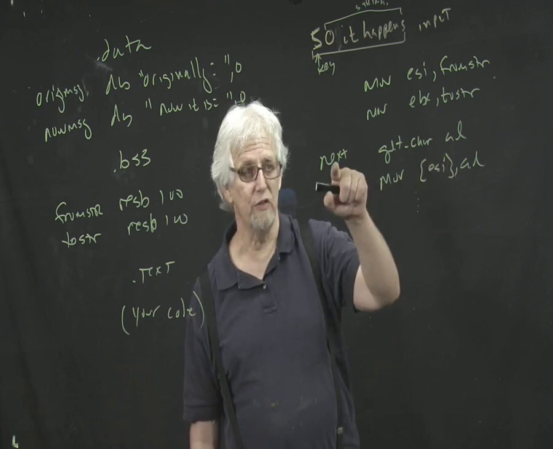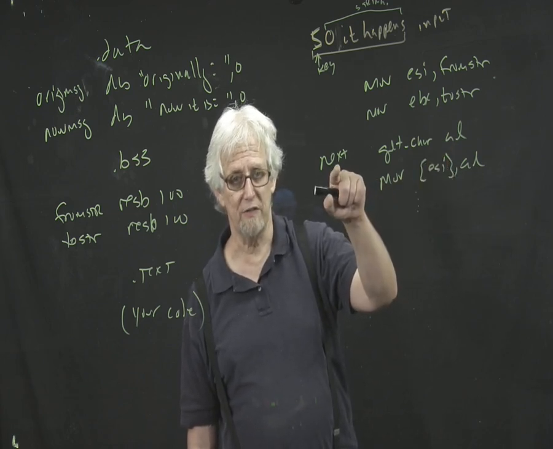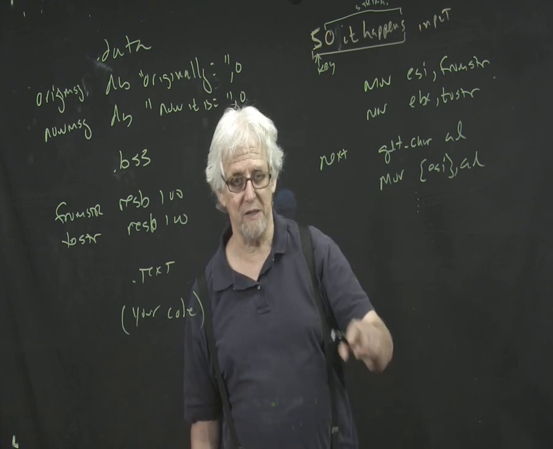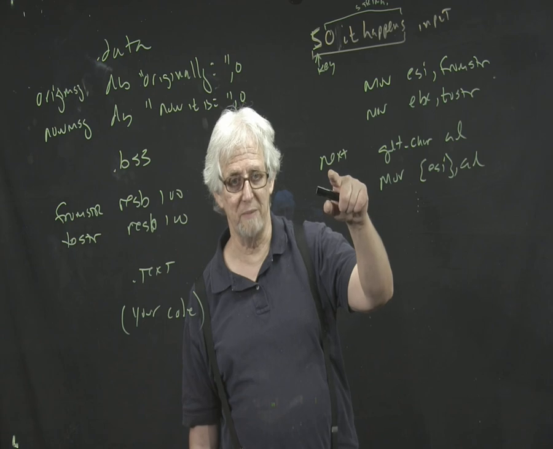Okay? And this is a loop. Next is the label at the beginning of the loop. So ultimately, down at the bottom, we're going to jump back up to next.